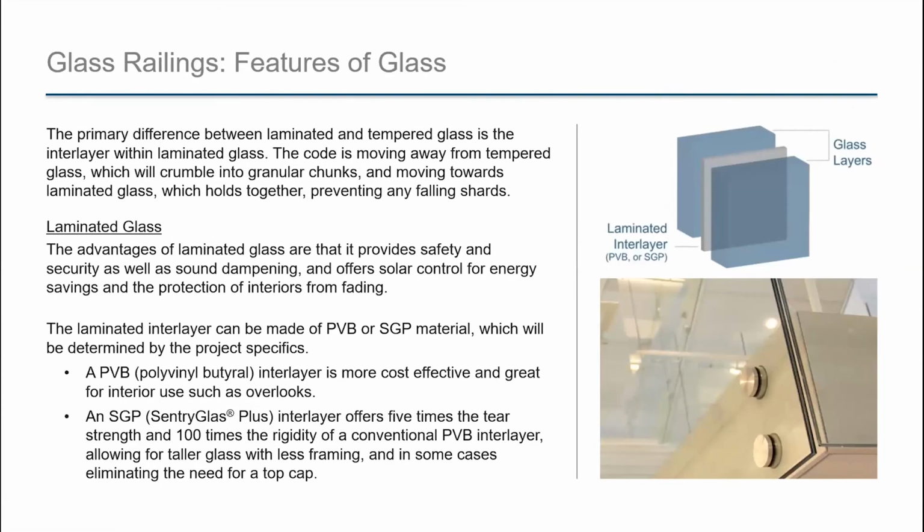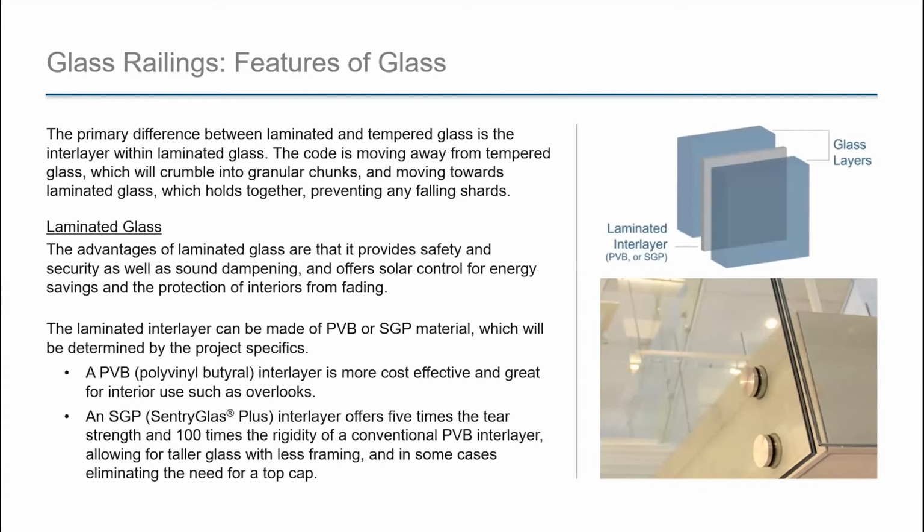For an in-depth look at glass features, let's examine the different types of materials that are typically utilized in guardrail systems and their features. Tempered versus laminated glass. So the primary difference between laminated and tempered glass is the inner layer within laminated glass. The code is moving away from tempered glass, which will crumble into granular chunks, and moving towards laminated glass, which holds together, preventing any falling shards.